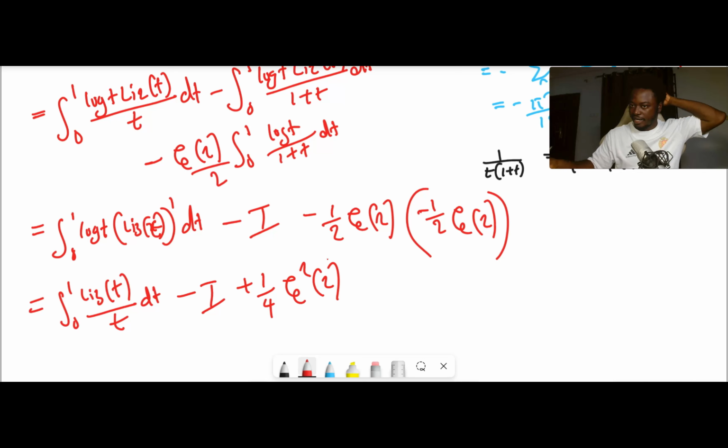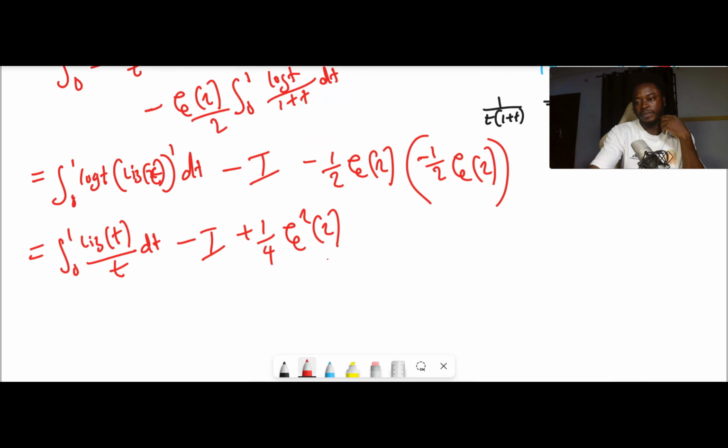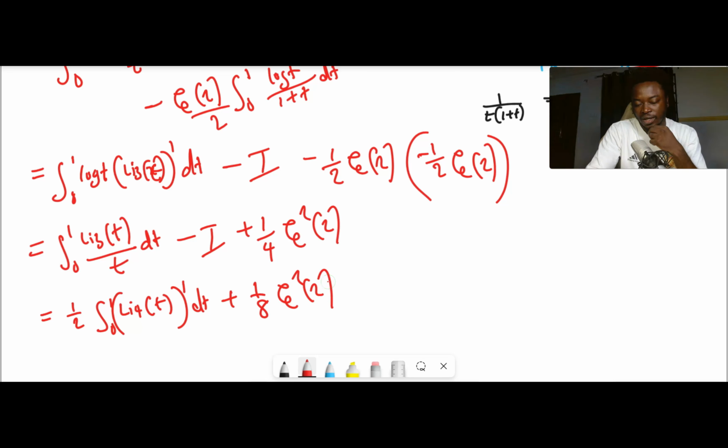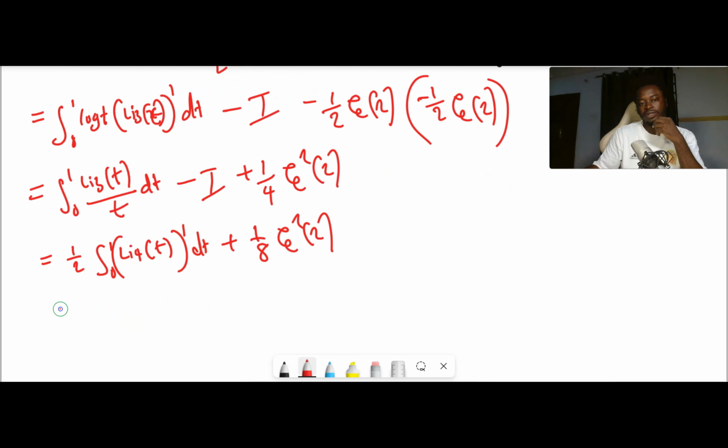Now we can push I to the left and divide everything by 2, so that leaves you with 1 over 2 times the integral from 0 to 1 of the tetralogarithm of t, prime, because if you take the derivative of the tetralogarithm of t, you have trilogarithm of t over t, so prime dt, then plus 1 over 8 zeta squared of 2, and then this would be just 1 over 2 times the tetralogarithm of 1 plus 1 over 8 zeta squared of 2.